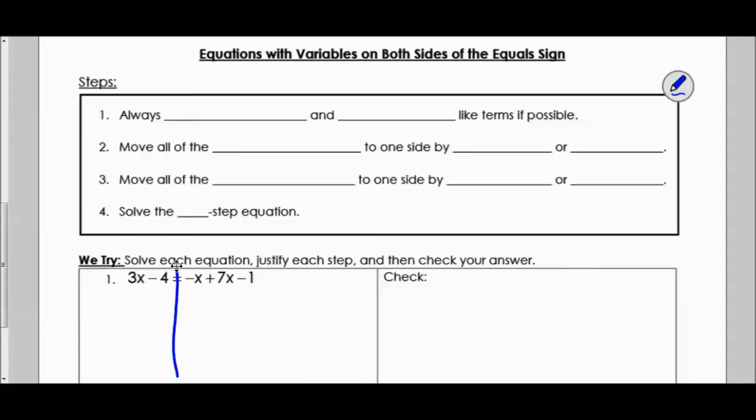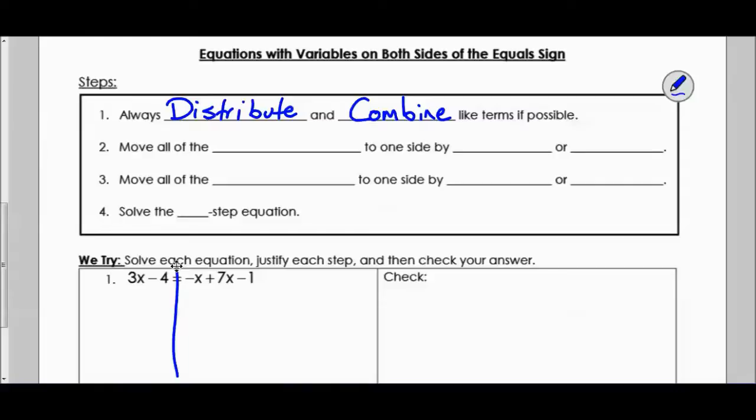Our first step with multi-step equations and our first step with variables on both sides is always distribute. And then combine like terms. You want to make sure you do it in that order too. Distributing is really multiplying. Combining like terms is adding. So we're still kind of following order of operations there, where we distribute first, we do the multiplication first, and then we do the combining like terms, we do the addition.